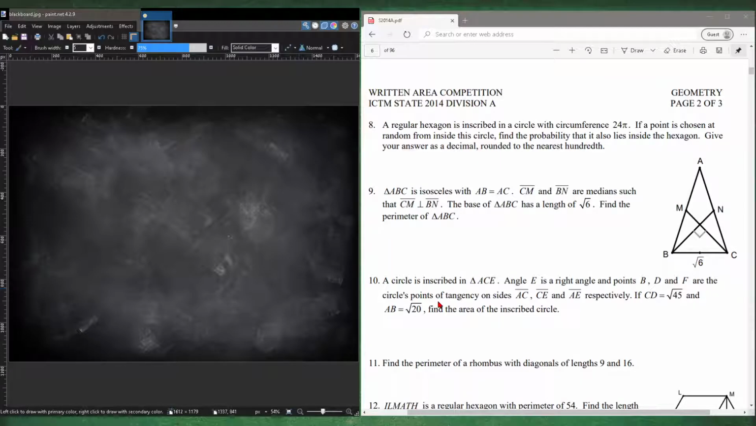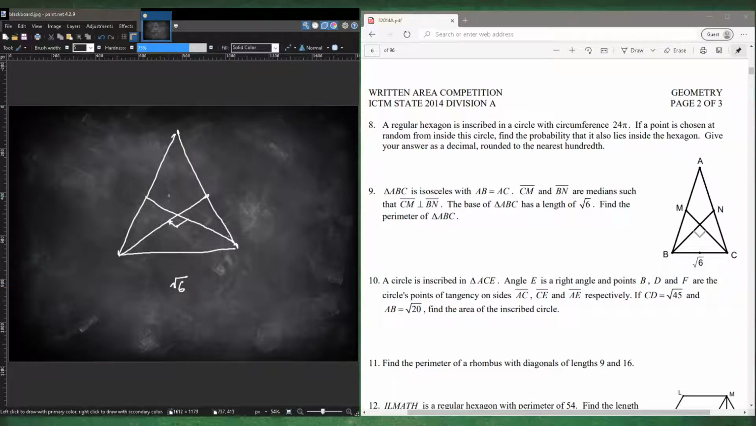Okay, number 9. Triangle ABC is isosceles with AB equal to AC, and CM and BN are medians such that CM is perpendicular to BN, and the base of ABC has a length of square root 6. Find the perimeter of ABC. Okay, so let's draw the picture. We have two medians, 90 degrees. So this is square root 6.